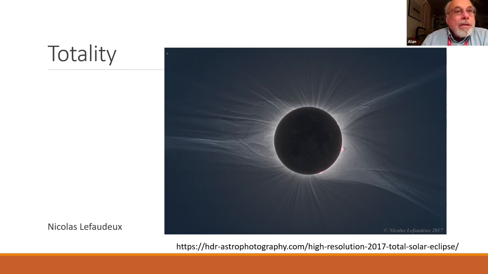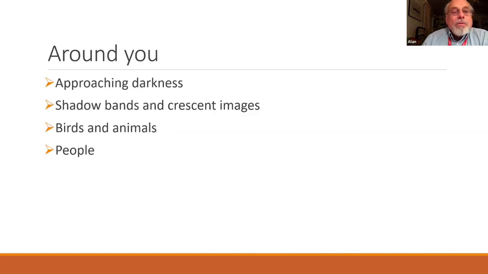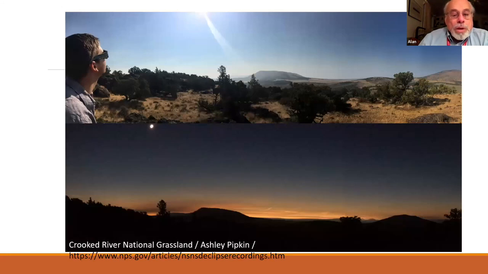Okay, let's go on a bit. So Dan and others had a good segue into this issue of what you're going to see around yourself in the neighborhood. Again, the National Park Service actually had some good environmental photographs showing what an area looked like at the beginning of the partial phases. I think this was Oregon in 2017, and then what it looked like during totality.